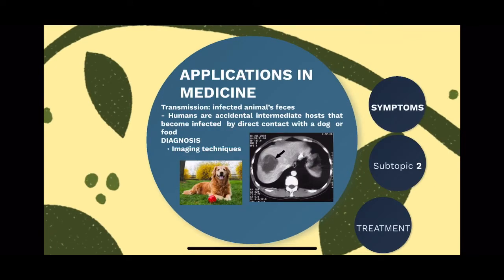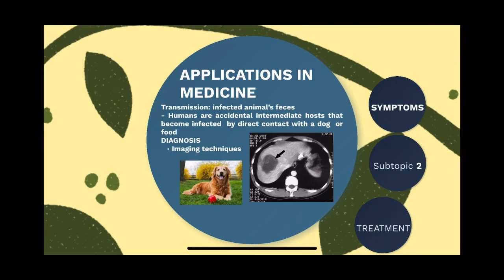The transmission is by infected animal feces. Humans are accidental intermediate hosts that become infected by direct contact with a dog or food infected by the feces.